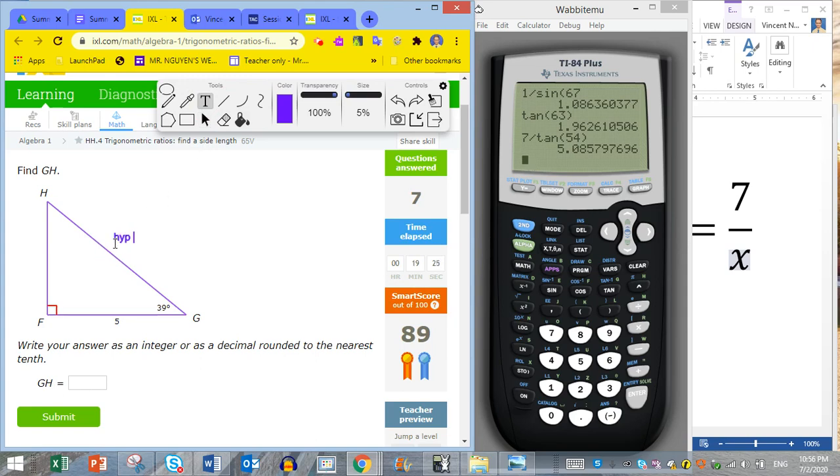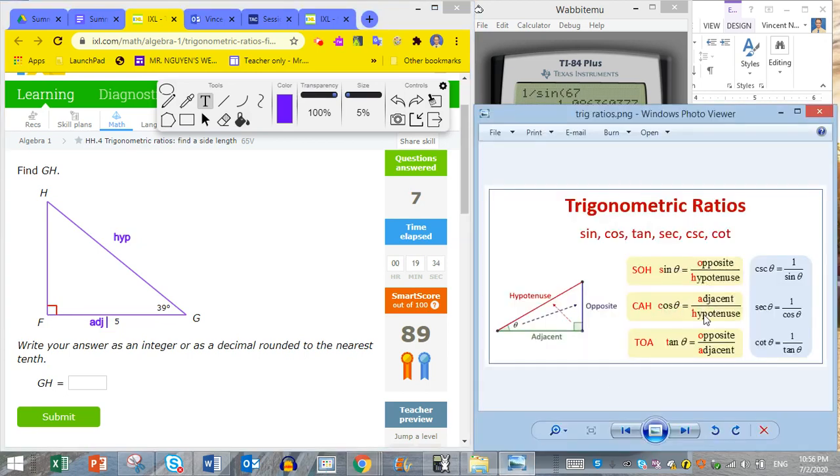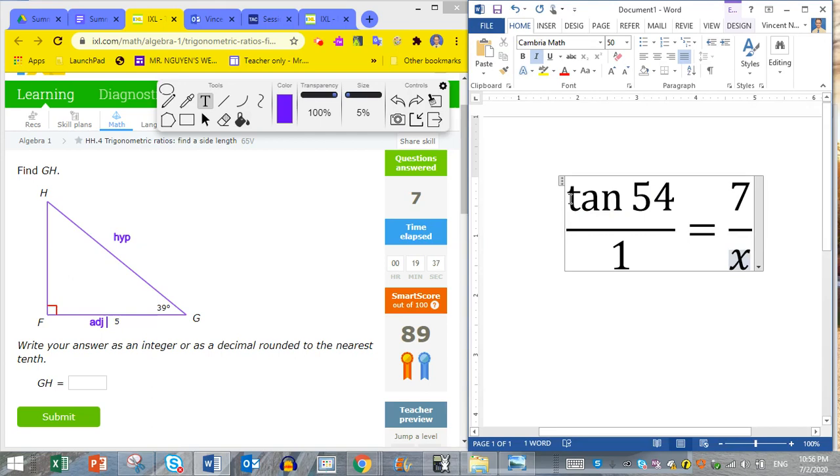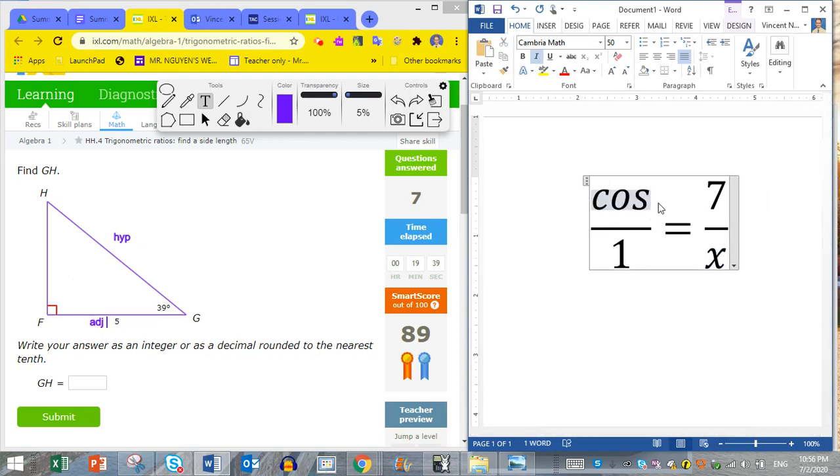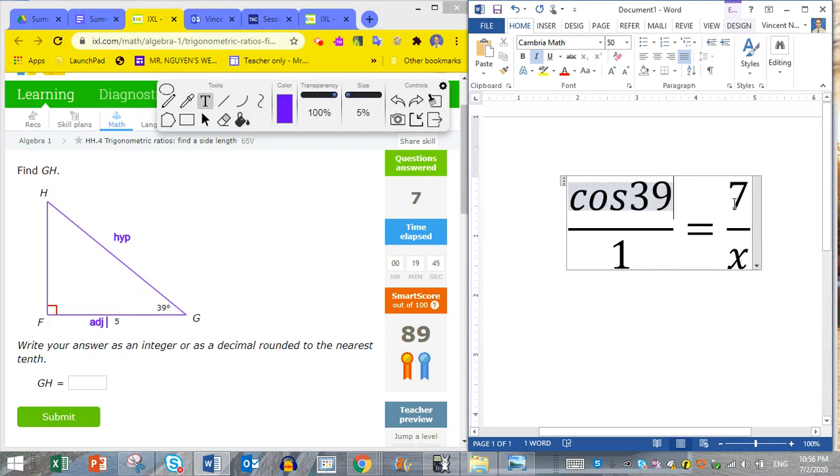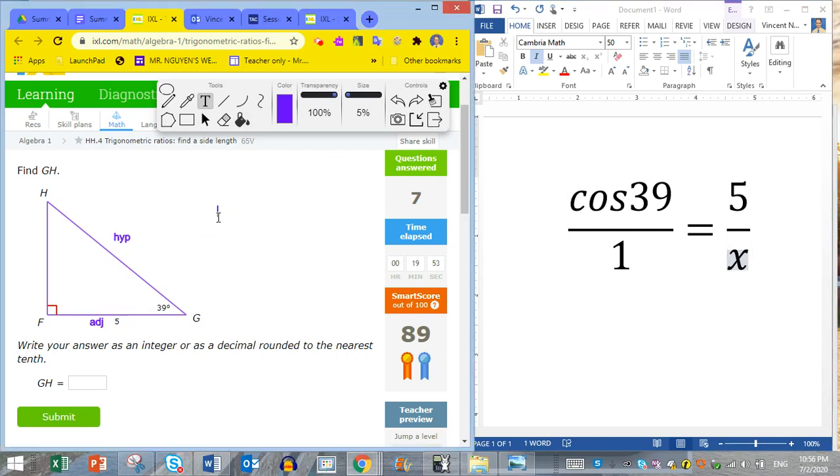We are looking for GH, so hypotenuse, and we are given adjacent. I'm going to do this one because we haven't done cosine in a while, right? Cosine is adjacent over hypotenuse. So I'm going to set up my proportion as cosine of 39 degrees, and it's going to be adjacent over hypotenuse. Adjacent is 5 and hypotenuse is x, okay? So if I multiply this, it's going to be x cosine 39 equals 5. And if I solve for x, it would be 5 divided by cosine 39.